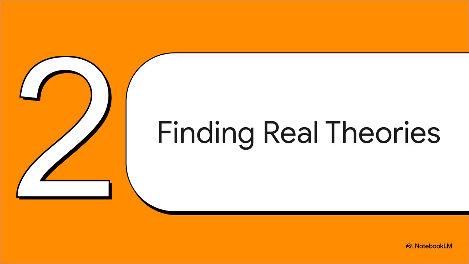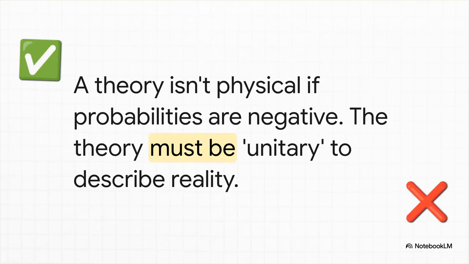Okay, but here's the catch. Just because we can write down a theory on paper doesn't mean it actually describes reality, right? So now comes the tough part. We have to figure out how to sift through all the mathematical possibilities and find the ones that could actually be real. And the very first, most important filter we have is a concept called unitarity.